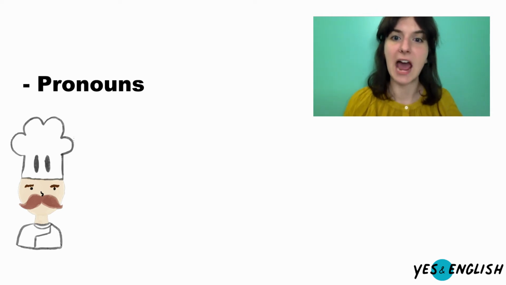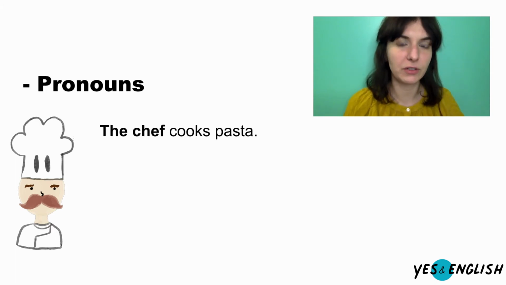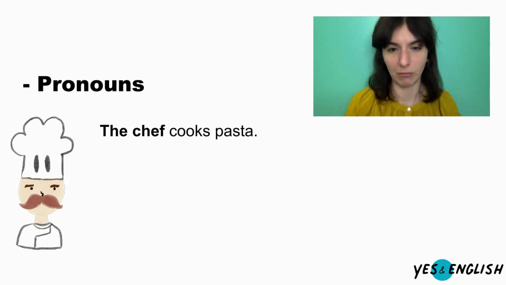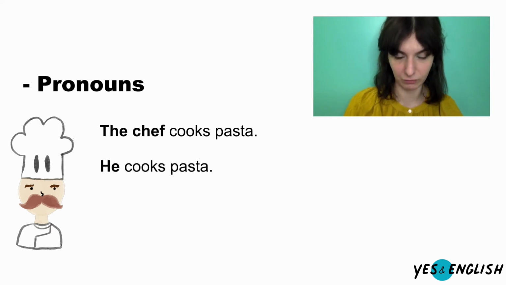So instead of saying a noun over and over again in the sentence, we can use these smaller words to sound less repetitive. For example, the chef cooks pasta. If I want to talk about the chef again, and I'm talking to you, I don't need to keep saying the chef, the chef, the chef. Probably somebody would get really annoyed if you kept saying the full noun over and over again. So you can simply replace the chef with he, and it refers to the chef, right?